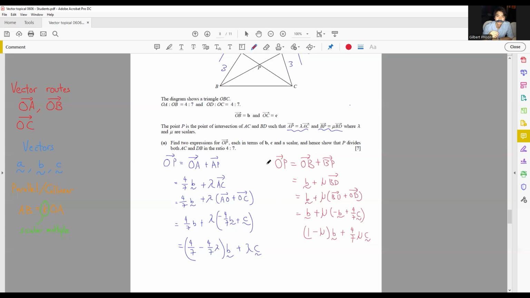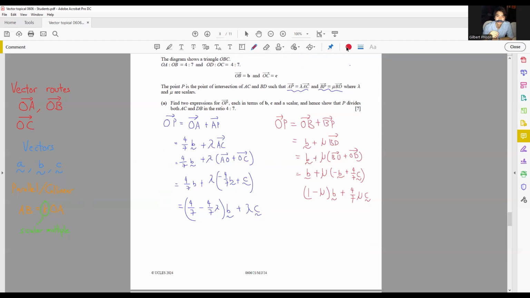Now, what we want to do is, in all these cases where we have these μ and λ together, we are actually going to equate the like terms together. This is the like term. B is equal to this B here. C is equal to this C over here. Because they are both OP. So let's form the equation. 4 over 7 minus 4 over 7 λ is actually equal to 1 minus μ of B, right?